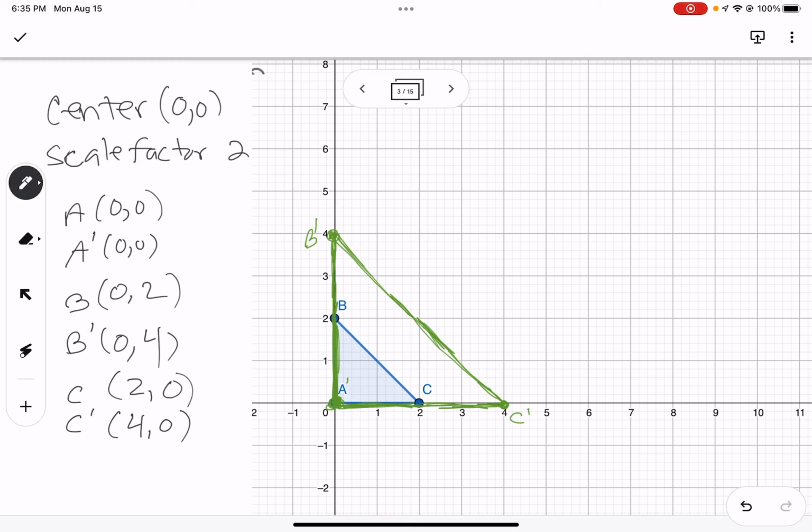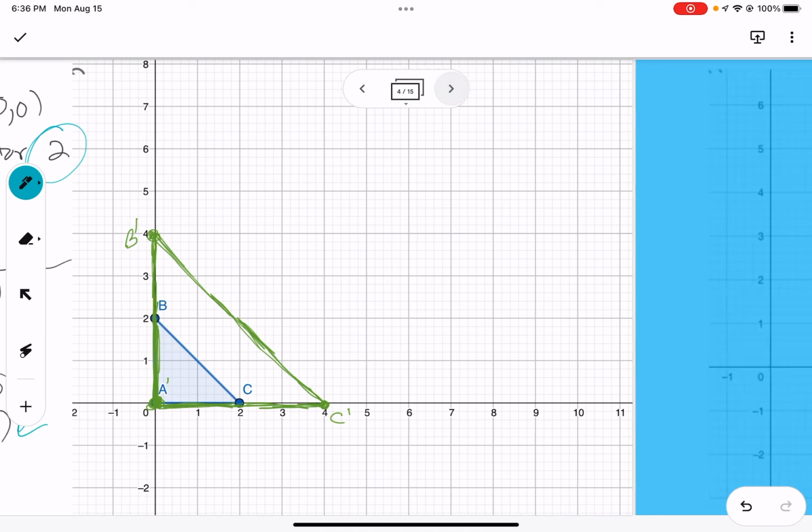Okay, look for a pattern. Obviously, don't mess around with the center because the center is fixed. But if you compare B to B prime and C to C prime, you should notice something. B times 2, C times 2 gives you the prime versions, right? And what was our scale factor? 2. So you don't have to do this in terms of counting the distance from the center. If you don't want to, you can simply use the coordinates. Just multiply by your scale factor.